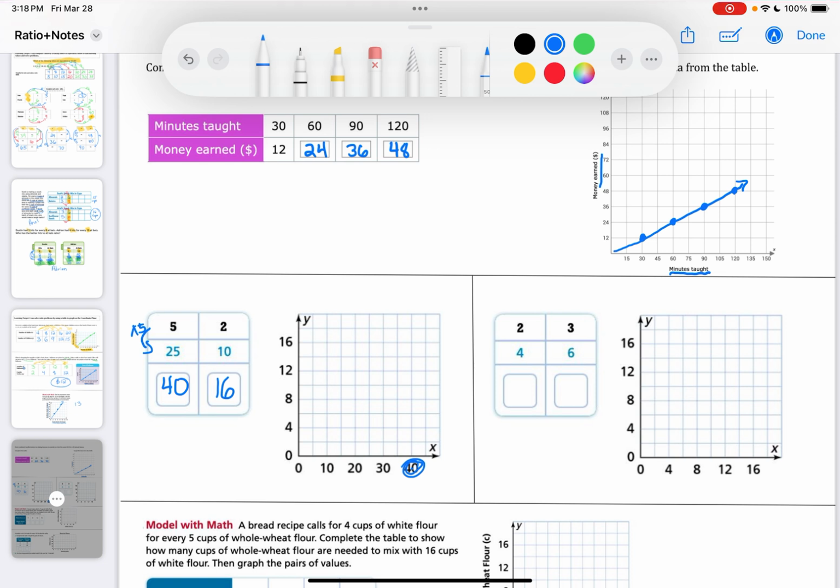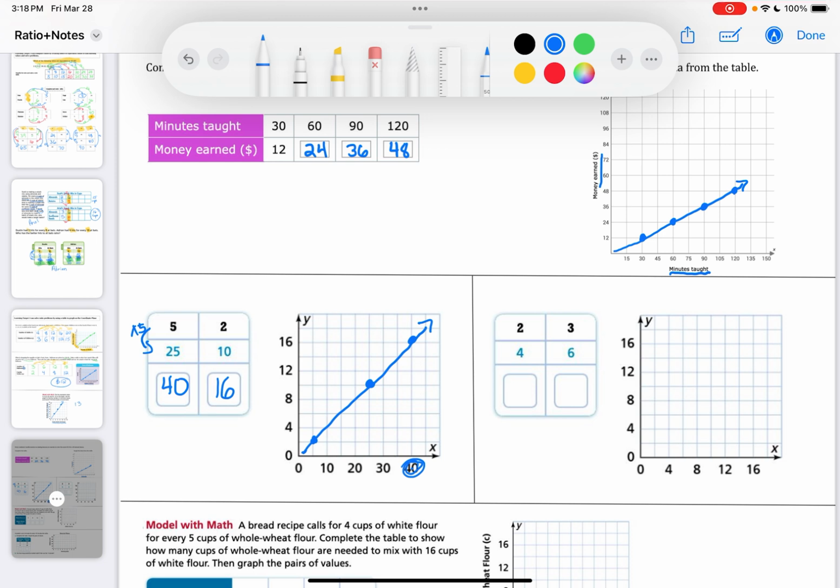So let's graph these. 5, 2 would be over 5 up 2. 25, 10 would be over 25 and then up 10. I have to be careful because the 25 is between the 20 and 30 and the 10 is between the 12 and 8. And then my last dot is going to be at 40, 16. So now let's connect the dots. Straight line through the origin, so I know I have a proportional graph.